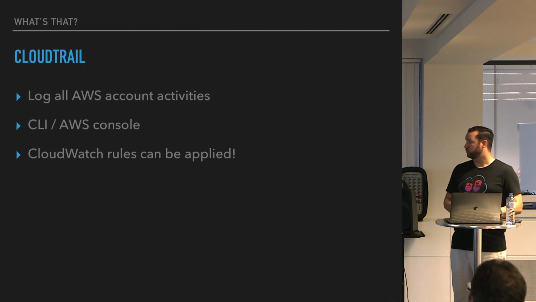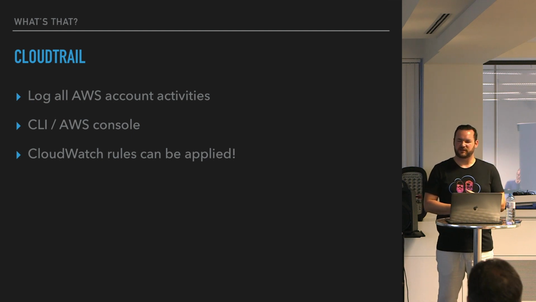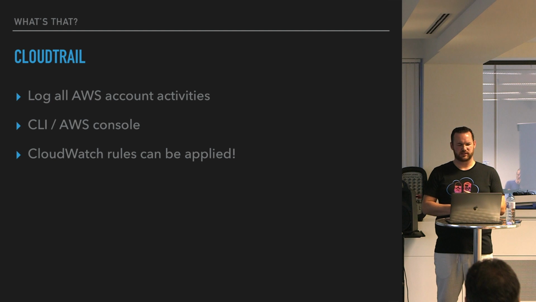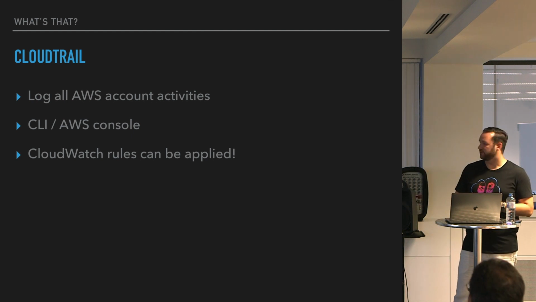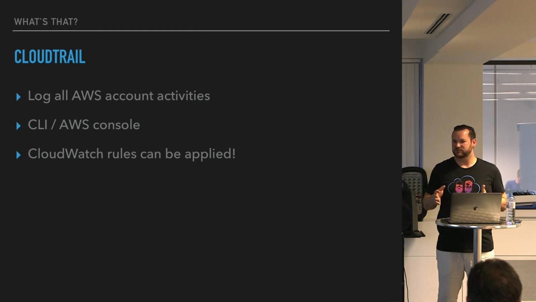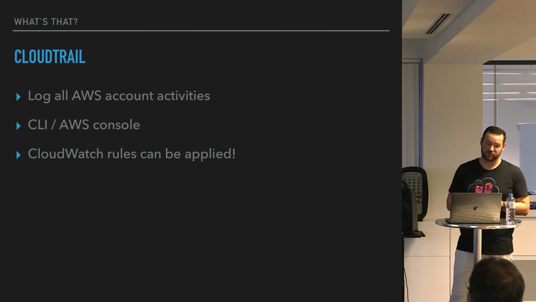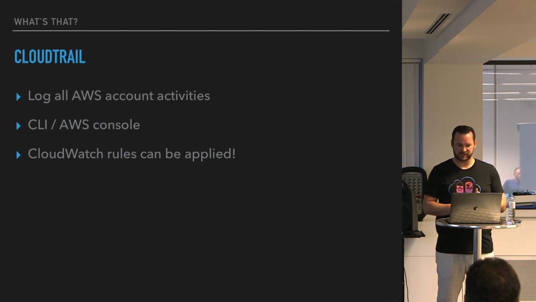And I use CloudTrail. CloudTrail is enabled by default since 2 weeks, I guess. There was an announcement from AWS that they, by default, activate CloudTrail for every new account. And it actually logs all the AWS account activities that happen in your account. So every user that configures some service, every user that logs into your AWS console, every activity is monitored, and that also includes the CLI, the command line interface.